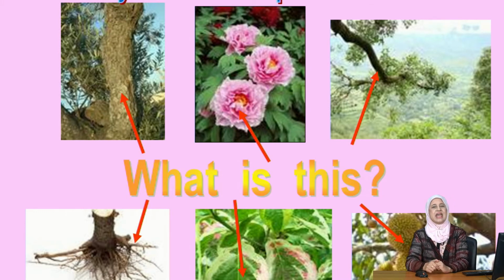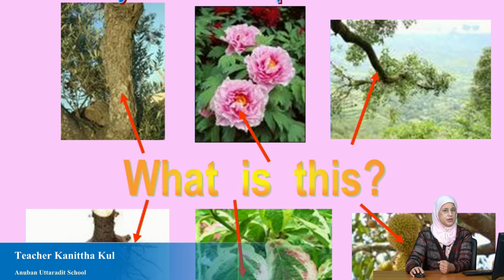1, 2, 3, trunk. Yes, very good job. Trunk. The next one, what is this? 1, 2, 3. Yes, flower, good job. The next question, ready? What is this? It is with the trunk, a curved, small one. What is this? 1, 2, 3, branch. Very good. This is branch. And what is this one? Teacher will count three. 1, 2, 3, roots. Very good. This is roots.